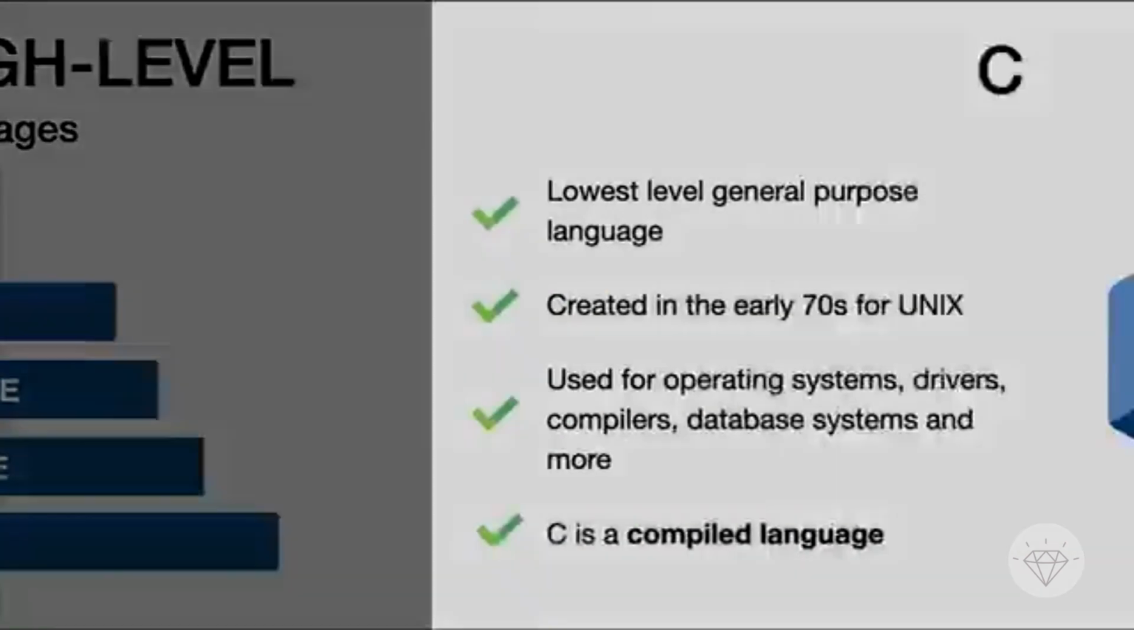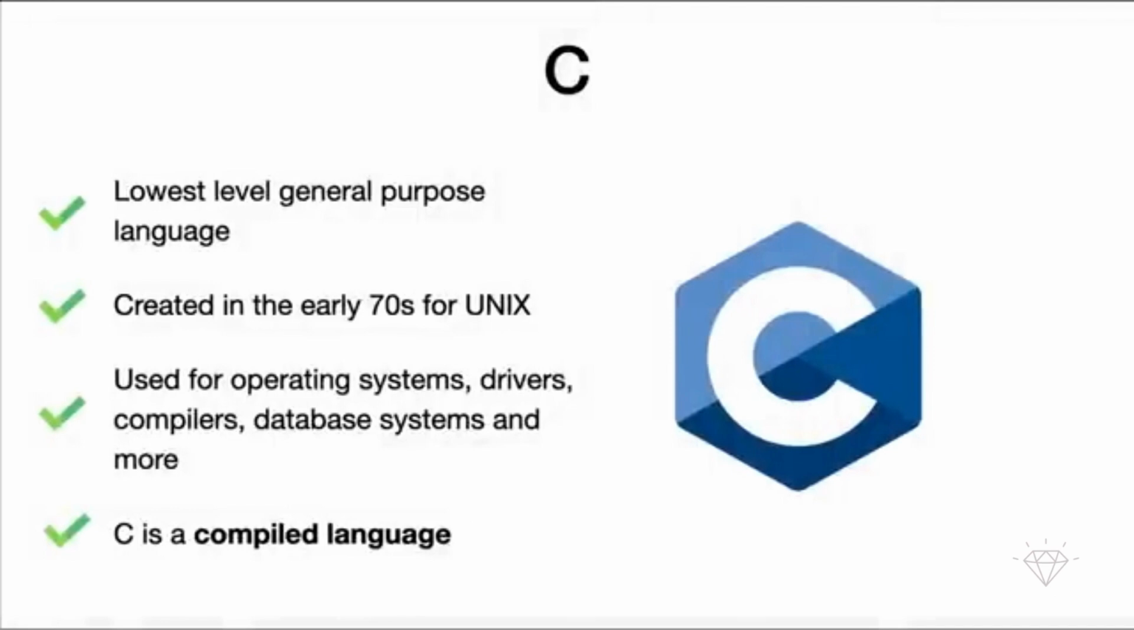So let's take a look at C. C is the lowest level general purpose language. The only thing lower than C is assembly and machine code. And C was created in the early 70s by Dennis Ritchie and was actually derived from another language called B. And C was used in the development of the Unix operating system.